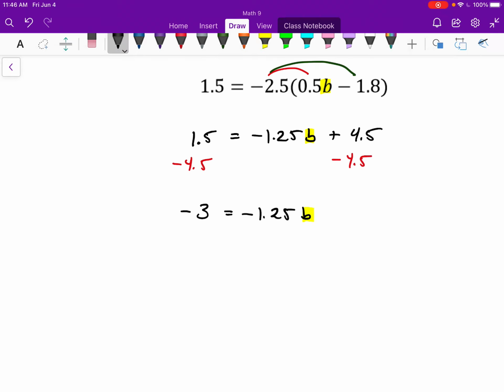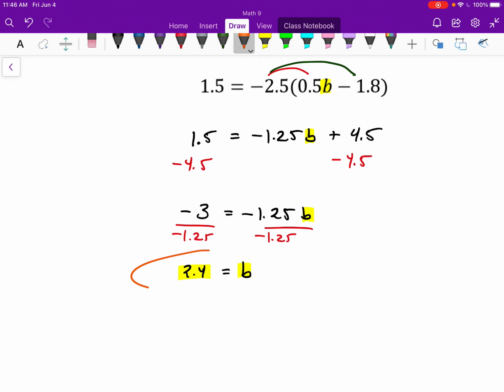And so I'm so close. I know what -1.25 times b is. I don't know what just b is. So I'm going to divide both sides by -1.25. I know my answer is going to be positive because a negative divided by a negative is a positive. And I get 2.4.